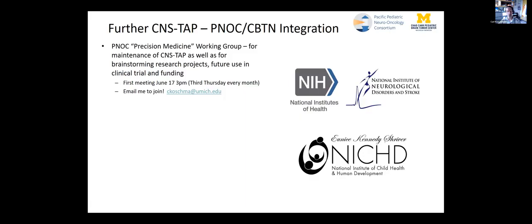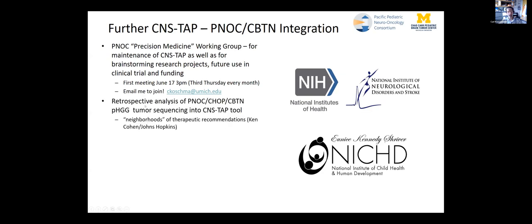So we're doing our best, and we had a really exciting first call with Adam and folks at CBTN, and we're going to now make this a monthly call to build in precision medicine optimization and integration of this tool. The first meeting is June 17th at 3 p.m. Eastern, and it's going to be the third Thursday of every month. If you are interested in joining, email me. We want to bring in more people: pharmacists, researchers, oncologists, data scientists, anybody who might be interested in integrating this.